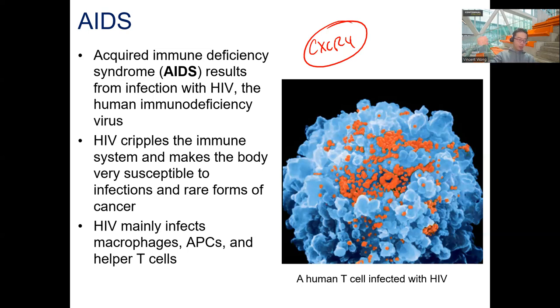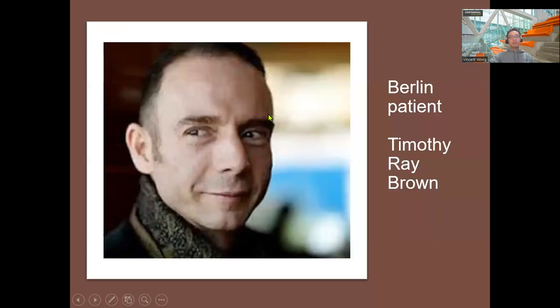That mutation is super rare. It only happens in a very, very small percentage of people of a particular descent. I forgot which population it is, but it's super rare, right? And so what happened is there was this person. He was called the Berlin patient, Timothy Ray Brown. That was his name. And he had AIDS, and he also had leukemia.